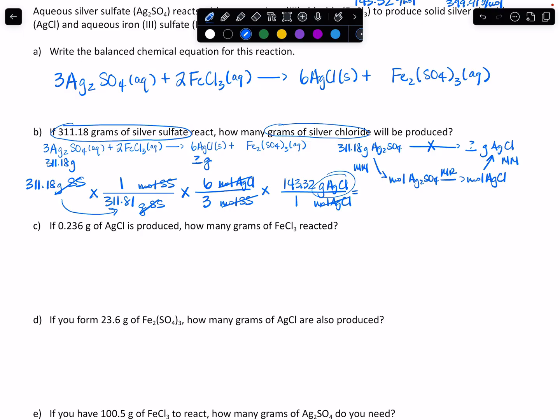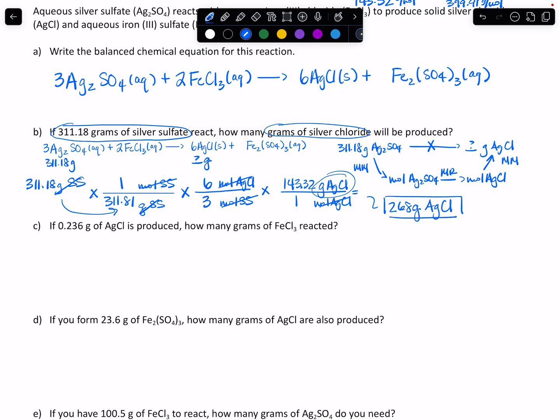So 311.18 times 6 times 143.32 divided by 311.81 and then divided by 3. All right, so I got 286 grams of AgCl will be produced when I start with 311.18 grams of silver sulfate.